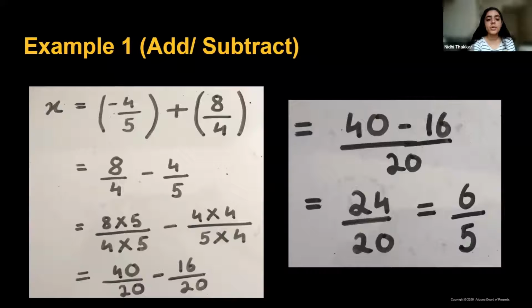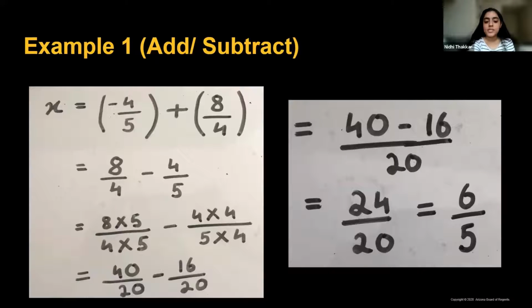The next thing I did was to make the denominator common. To make the denominator common, we'll multiply the 4 into 5, so that would give us 20. And where there is 5, we'll multiply by 4. This is a type of cross multiplication, if you think. So 8 would be multiplied by 5 and 4 would be multiplied by 4, and there would be 5 into 4, which is basically 20. That is what I did in the next step, and from there, I got 40 divided by 20 minus 16 divided by 20.